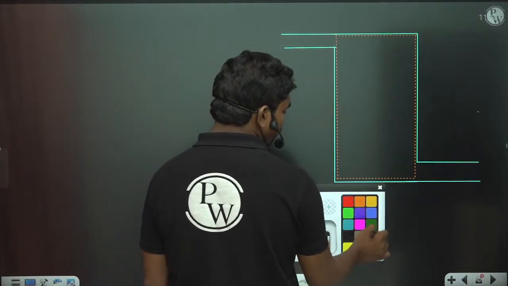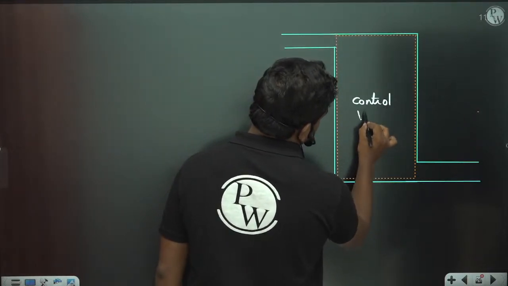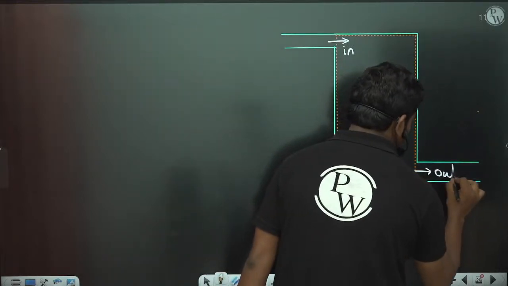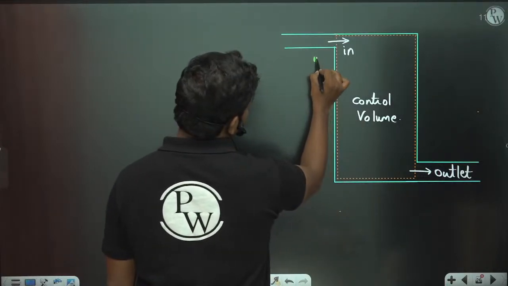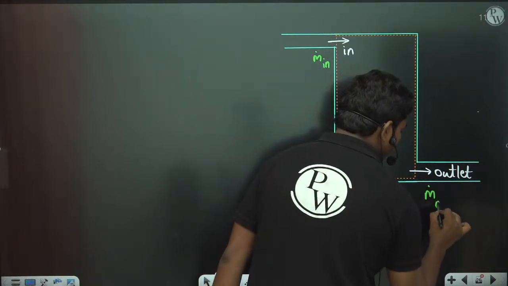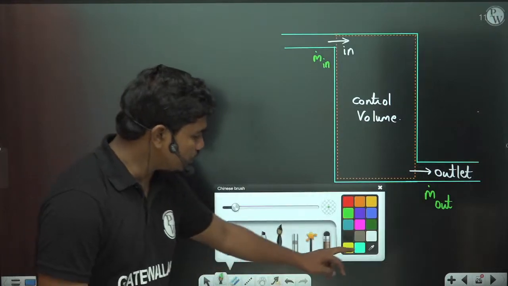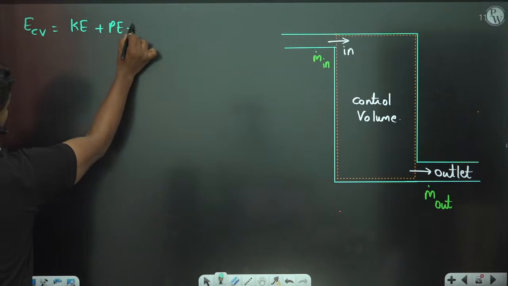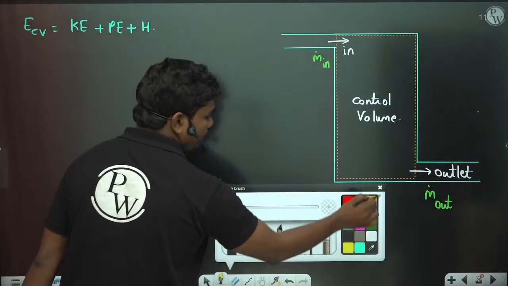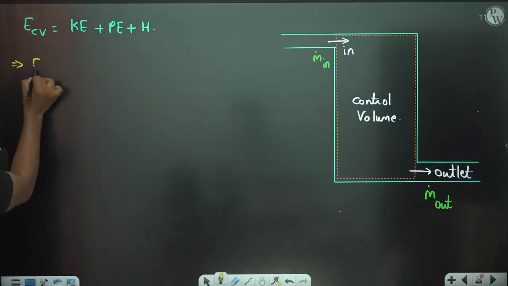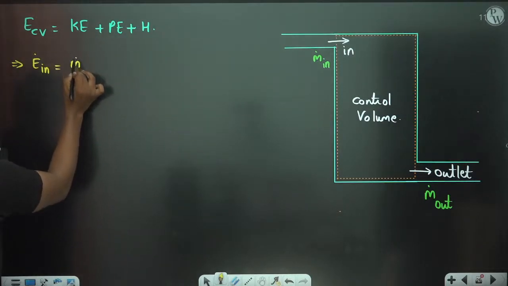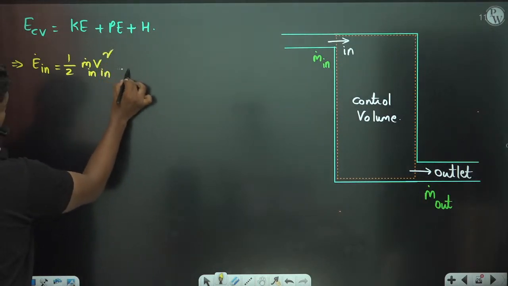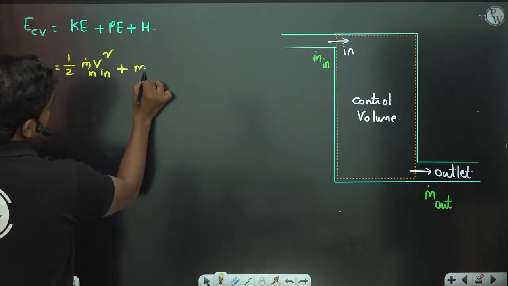Now when you have this as the control volume, here there is an inlet and here we have an outlet. So you can see this is m dot in and this is m dot out. As I told you, for energy flowing in, the energy is kinetic energy plus potential energy plus enthalpy. Let us suppose the mass flow is m dot in, so energy flowing in is equal to half times m dot in into v at the inlet square plus m dot in times g times z1.